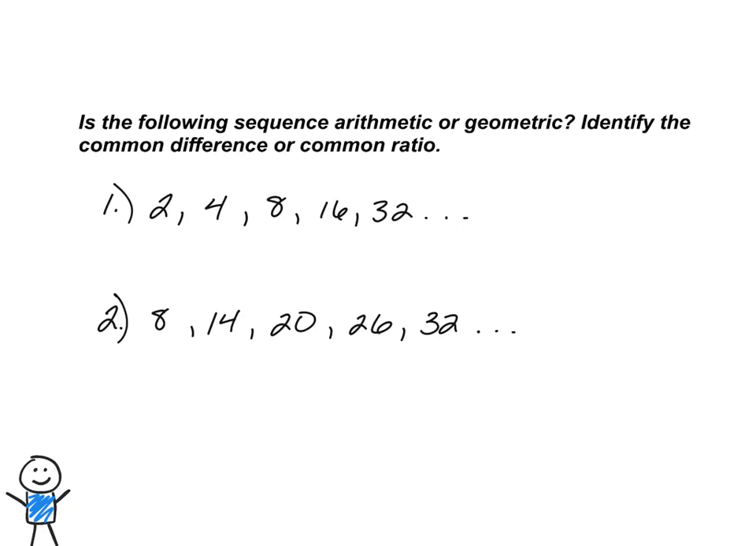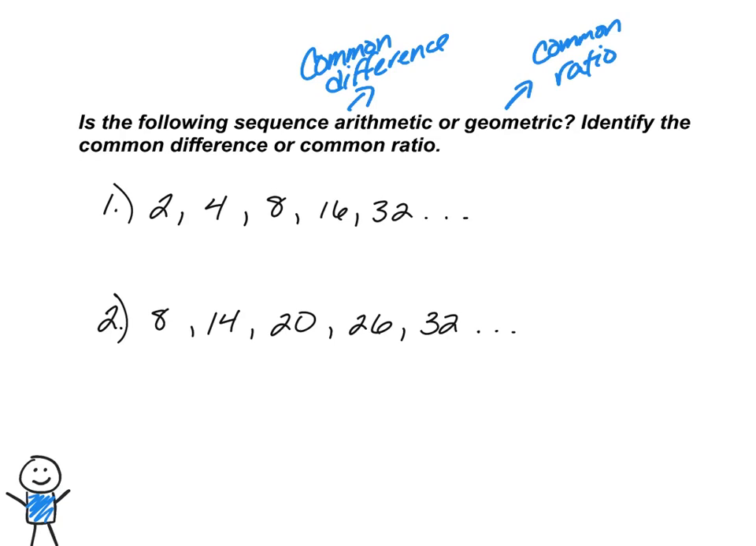Well, arithmetic sequences are ones that change by a common difference. Meaning you either add the same number each step or you subtract the same number each step. It's a consistent common difference. If it's a geometric sequence, it is changing by a common, what's called a ratio. That means you are either multiplying or dividing by the same factor every single step of that particular sequence.